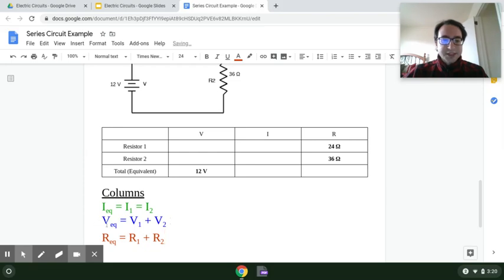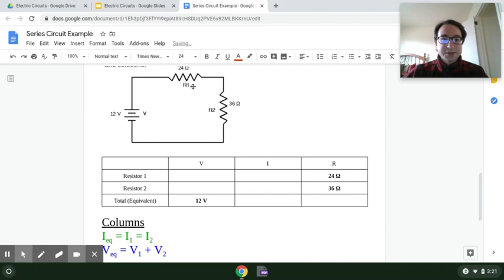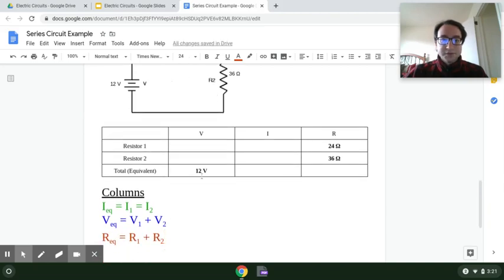The second equation says that our total voltage from the battery is equal to the 2 voltages necessary to pass through each resistor. Well, we don't know what they are yet, but we know that they total 12. And then the last equation: total resistance is all resistors combined. Well, that we can do.